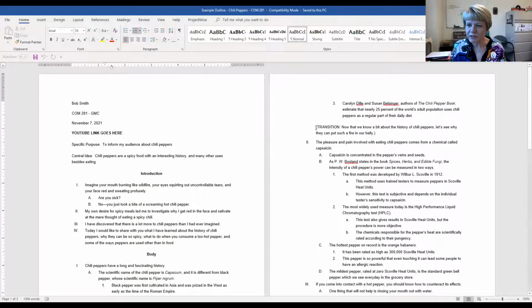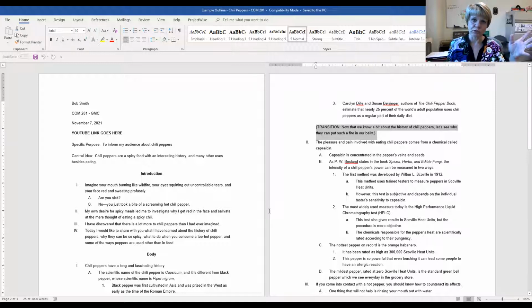So between each main point, you're going to put a sentence that helps you move from one point to the next point, and that's your transition. Transitions are listed in the middle with a little parentheses and a thing that says transition. It's pretty simple. And you're going to say, in this case, now that we know a little bit about the history of chili peppers, let's see why they can put such a fire in your belly. And look, we're being creative with the writing here to try to keep the interest going in the topic.